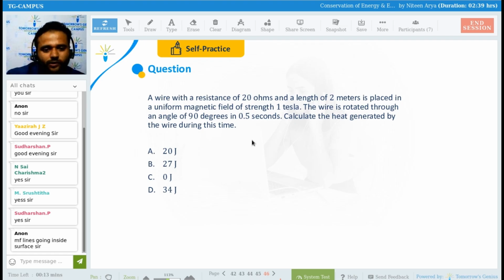In the same sense, this particular question is related. A wire with a resistance of 20 ohms and a length of 2 meters is placed in a uniform magnetic field of strength 1 Tesla. The wire is rotated through an angle of 90 degrees in 0.5 seconds. Calculate the heat energy generated by the wire during this time. The same thing is going to happen here. You need to find the heat energy.